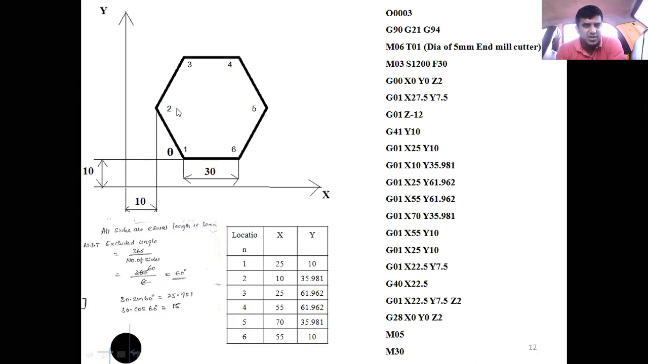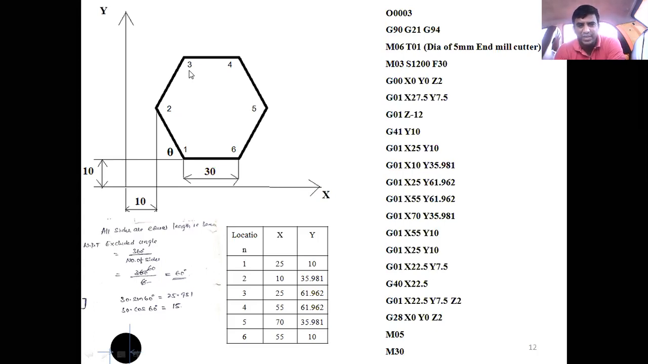Similarly, for the second location, can anyone tell me? Unmute yourself. Tell me the coordinates for the second location. What is the x value? The x value is already here, 10. 10 comma, y value how much? 10 plus opposite side. What is the opposite side here? 10 plus 25.981 becomes 35.981. So the coordinates for the second location: x value is 10, y value is almost 35.981.